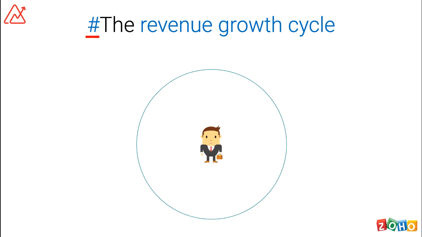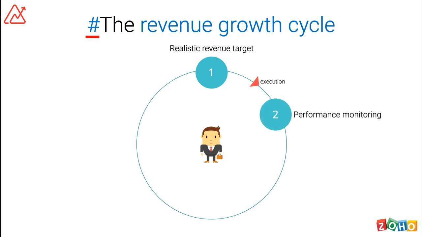The revenue growth cycle is one such model that talks about the 5 essential steps to drive revenue growth in any organization. The revenue growth cycle starts by setting a realistic revenue target for your team and for your organization. Once you're done setting the targets, the execution cycle kicks in, followed by stage 2, where you begin to monitor the performance of your teams.